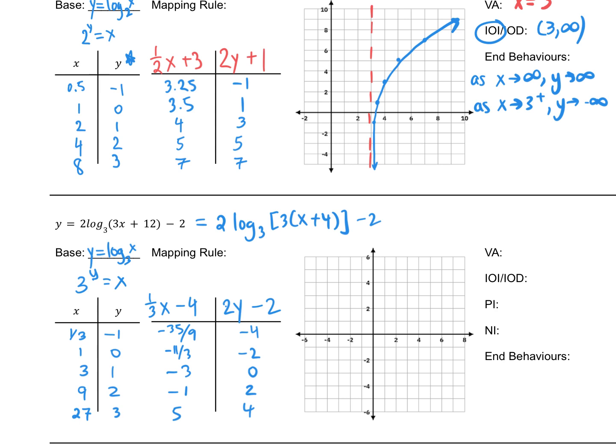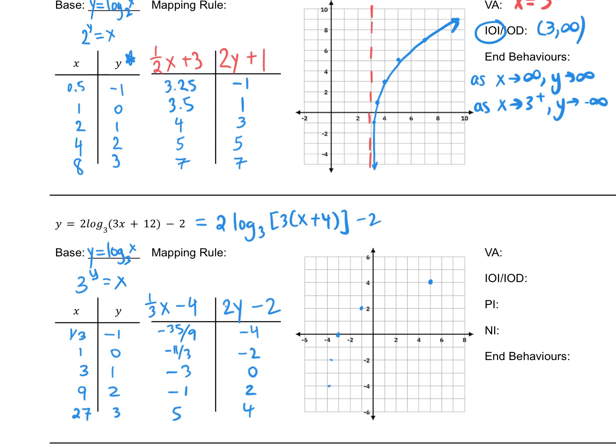And now we can go ahead and plot these points. And negative 35 over 9 is negative 3.8 repeated. So I'm going to start off by plotting that point. And then negative 3.6 repeated. And then negative 3, 0, negative 1, 2, and 5, 4.